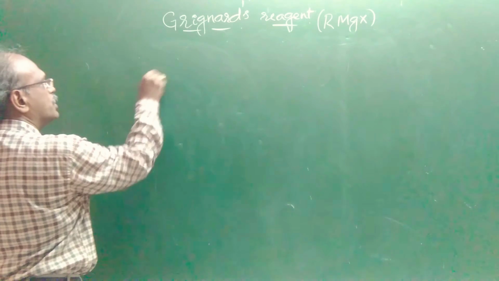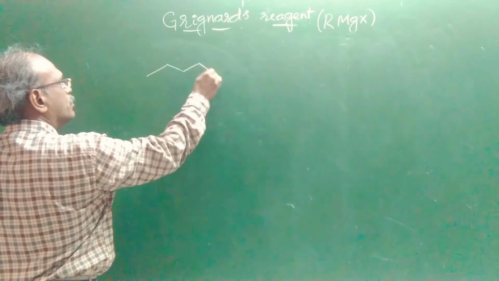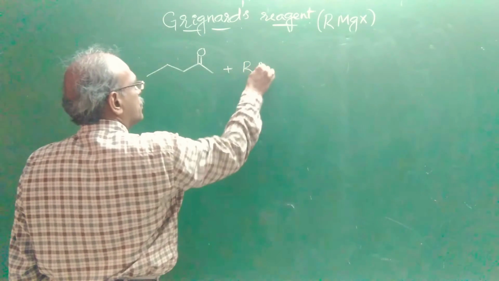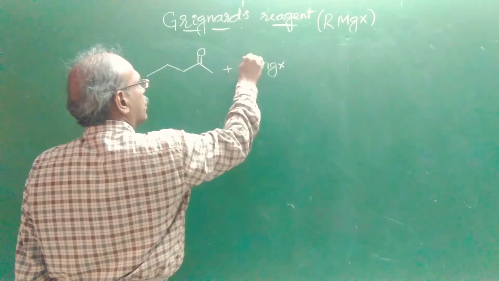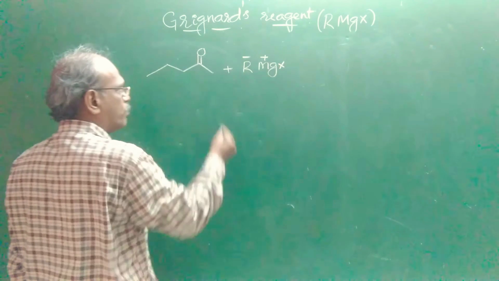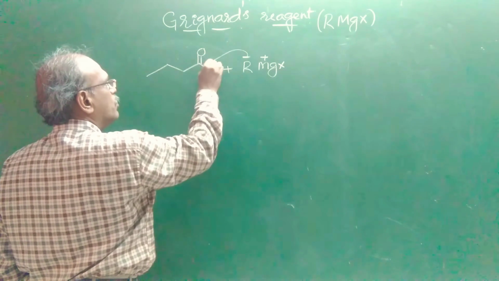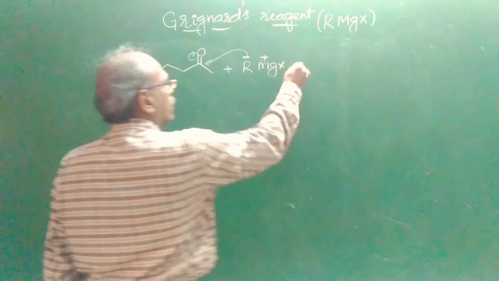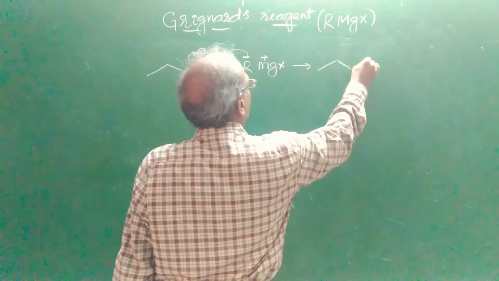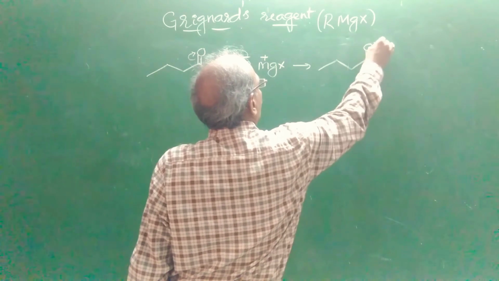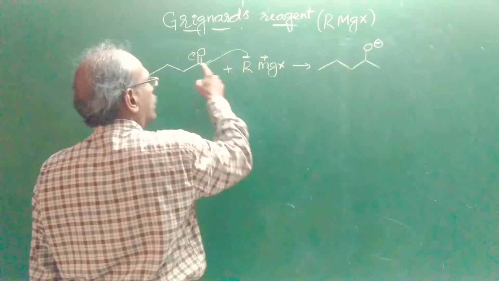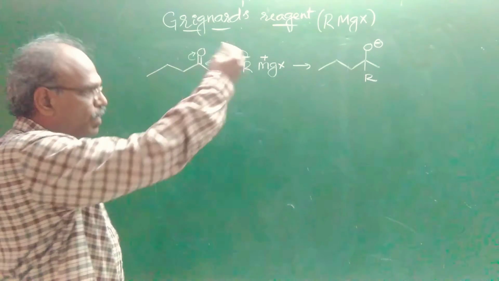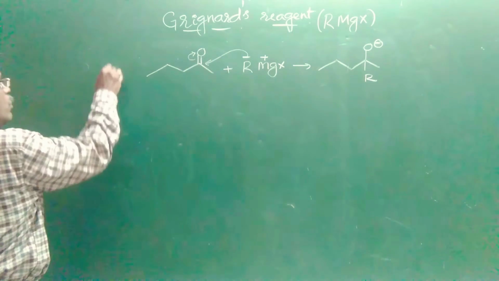Let's see this example, carbonyl group, RMgX. Here this is R minus, this is plus. Simply nucleophilic addition takes place here. What do you get? See here, single bond O minus, and this R is bonded to this. After acidification, that becomes an alcohol.